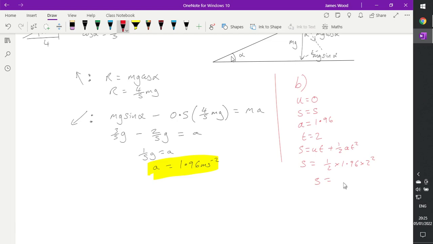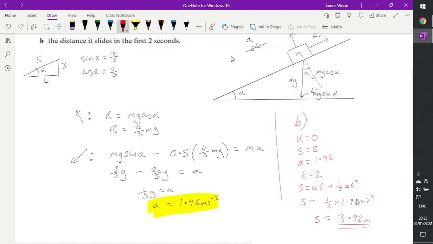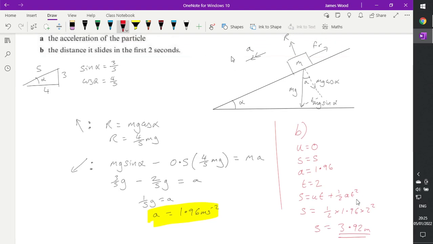So you get 3.92 meters. Is our answer there. So you can see the skills in these problems are exactly the same, it's just that it happens to be accelerating.